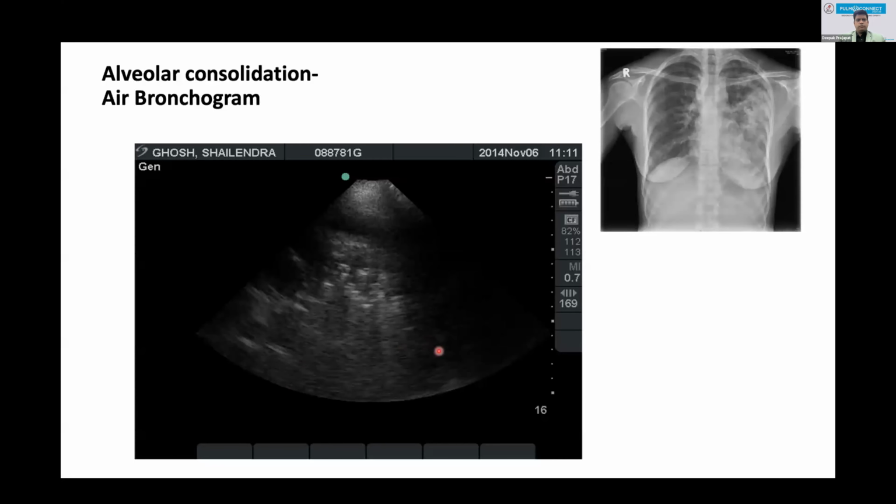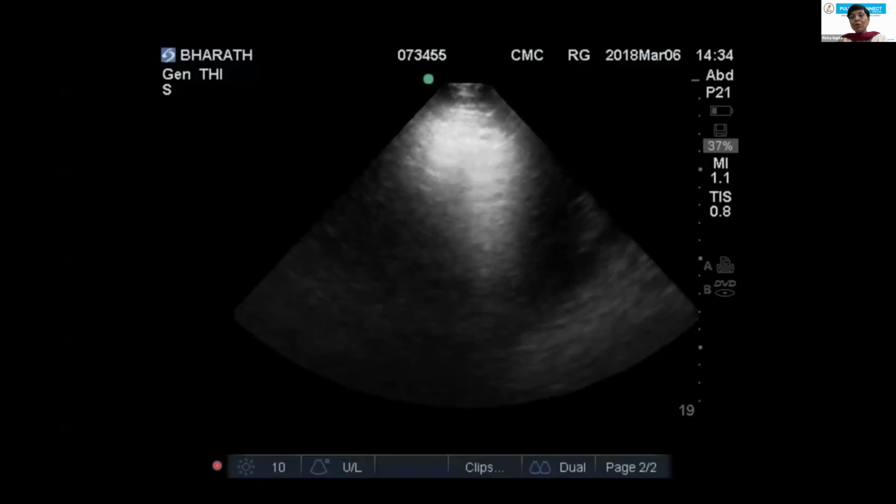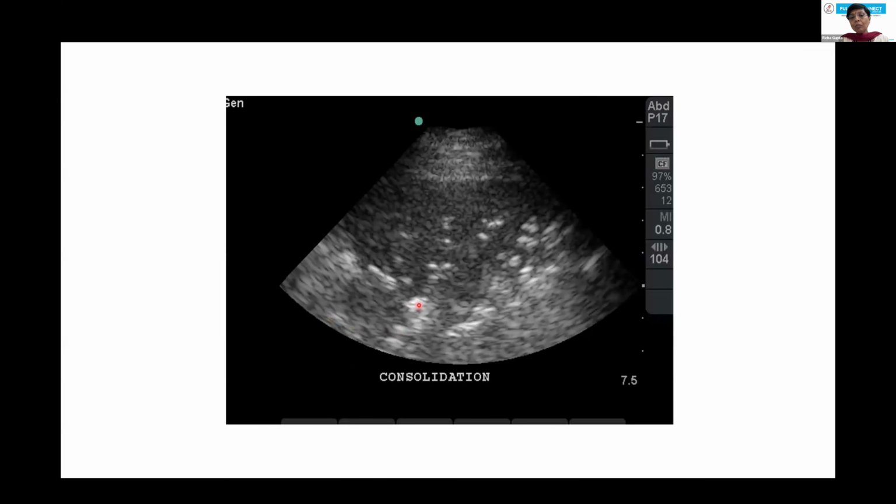So this is how a consolidated lung would look. You can see the echogenic shadows here, and the echogenicity of the normal lung has increased. I just wanted to show you the normal, how does it look, and then we see this is how the air bronchogram or the consolidated lung would look.